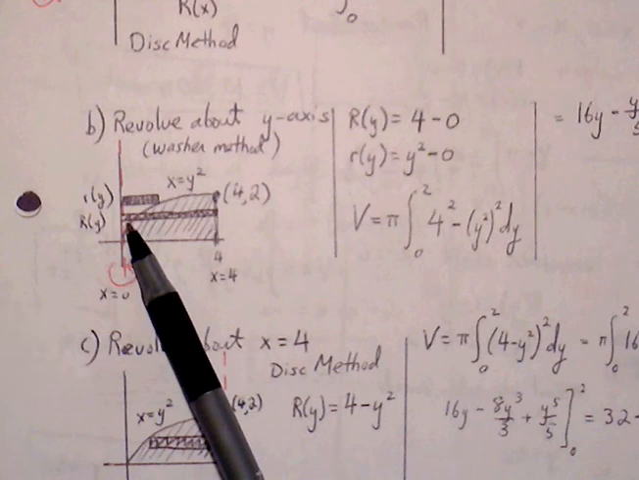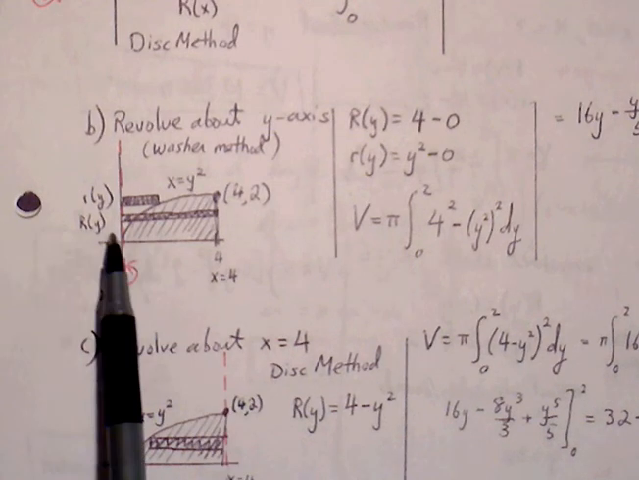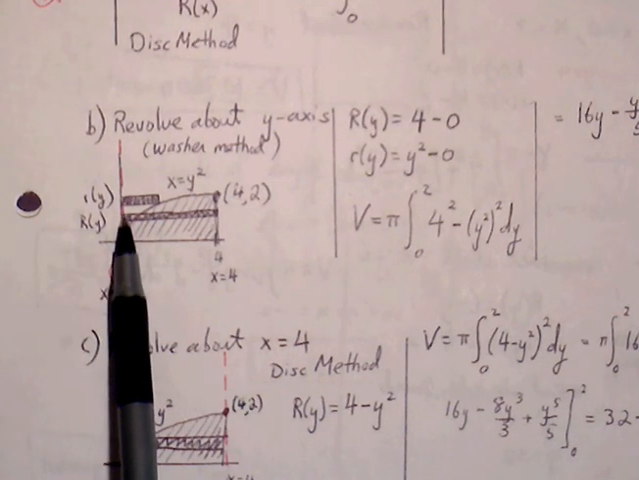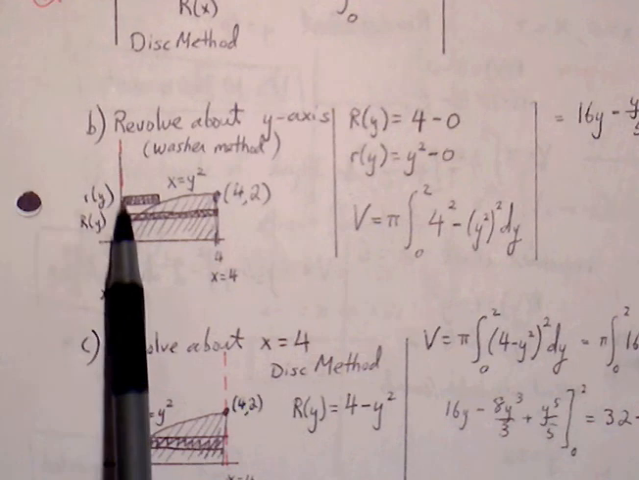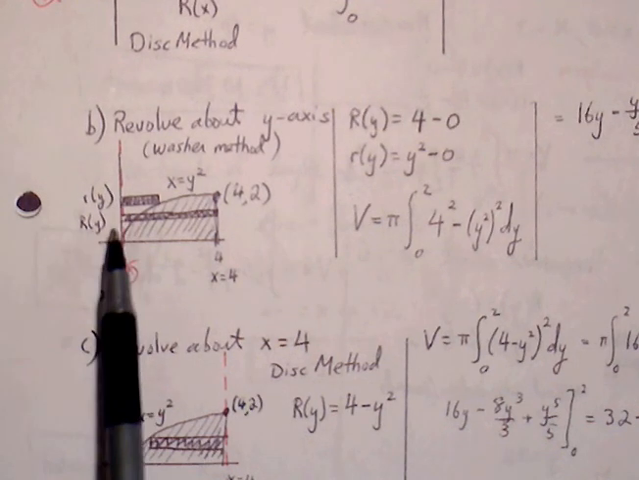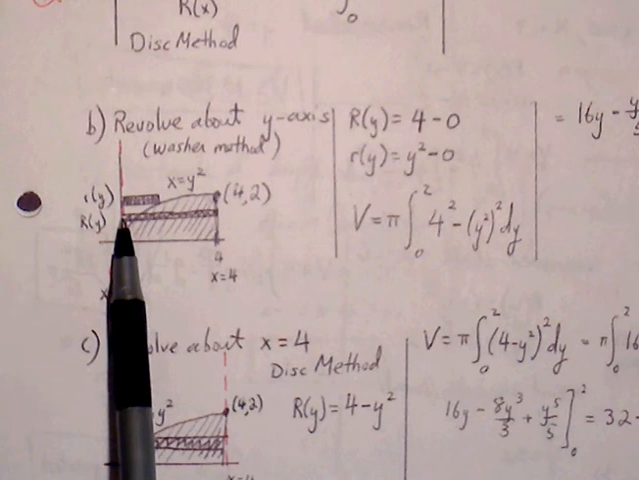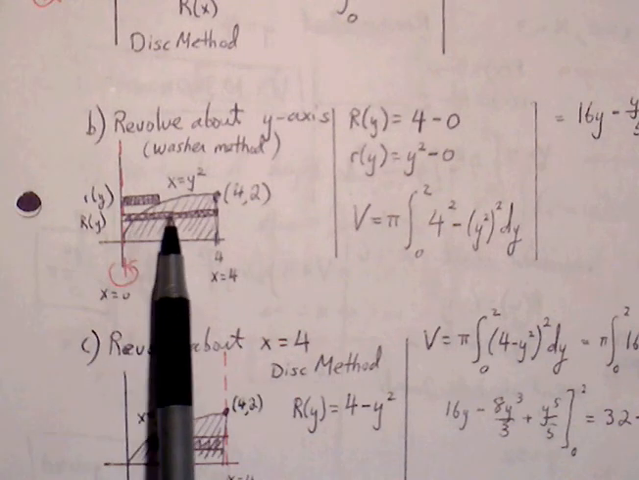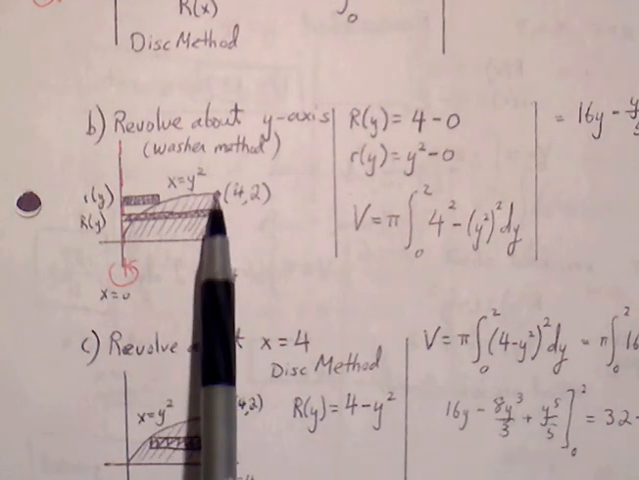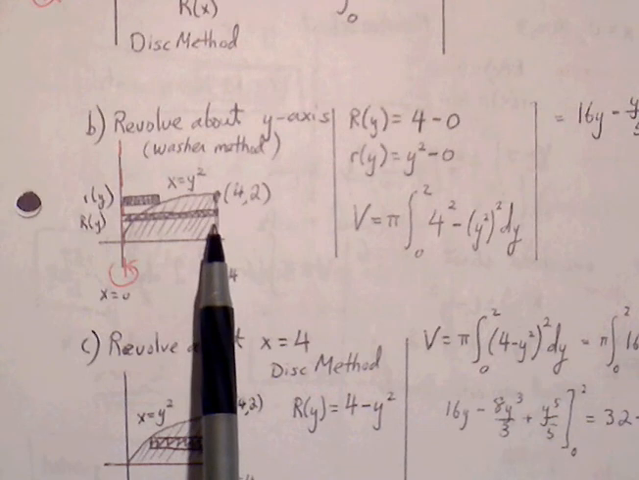this tells us that we have to use the washer method. So we need to remember, always draw your radius from the center. This is the center of this object. We're going to start on the axis. We're going to draw to the further curve, function, or graph. In this case, it is the line x equals 4.